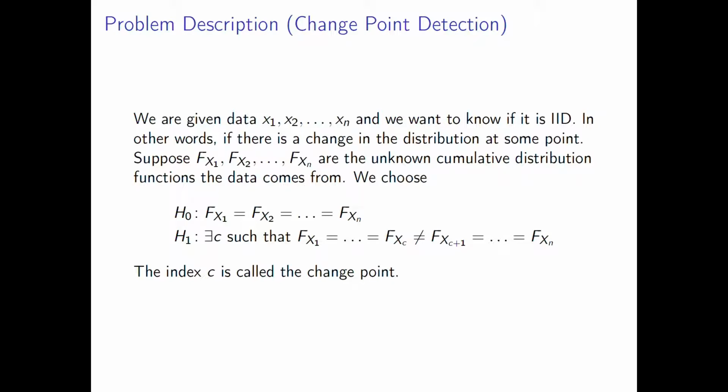So this index c we call the change point, and this particular model is the at most one change model, the AMOC model. So we're testing for just one change point, but change point detection can also be done for more general cases where we look for more than one change point.